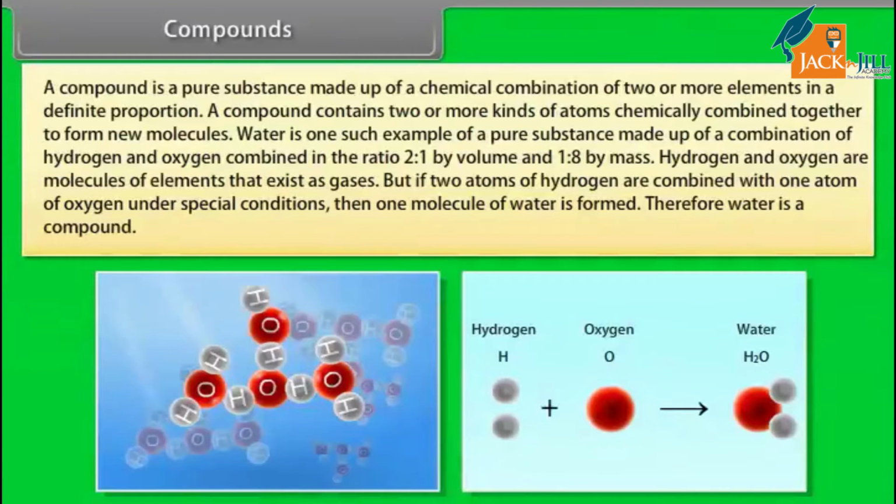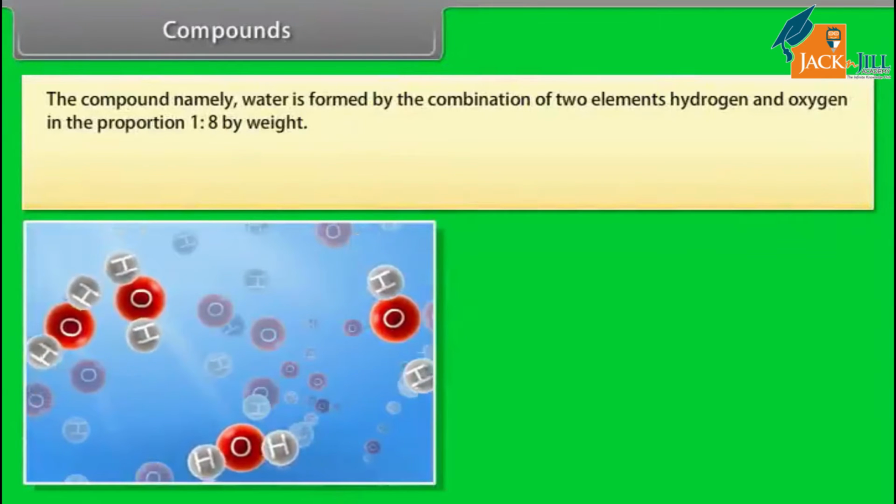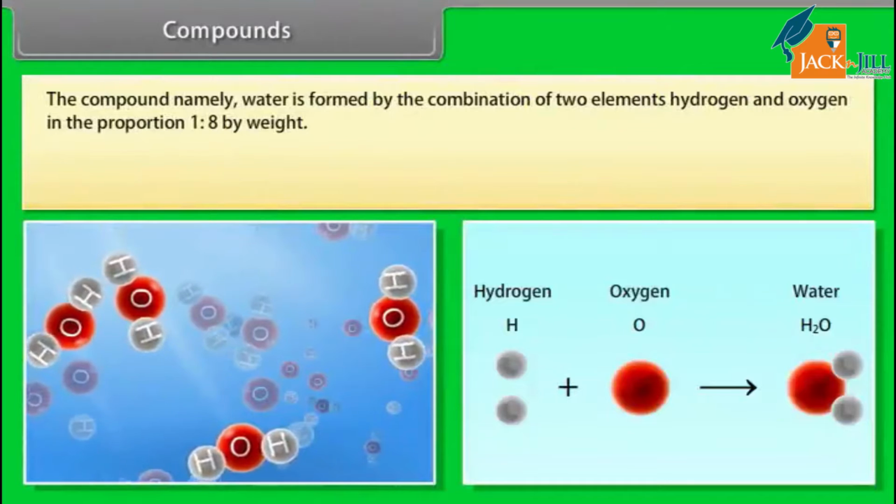Hydrogen and oxygen are molecules of elements that exist as gases. But if two atoms of hydrogen are combined with one atom of oxygen under special conditions, then one molecule of water is formed. Therefore, water is a compound. The compound, namely water, is formed by the combination of two elements, hydrogen and oxygen, in the proportion 1:8 by weight.